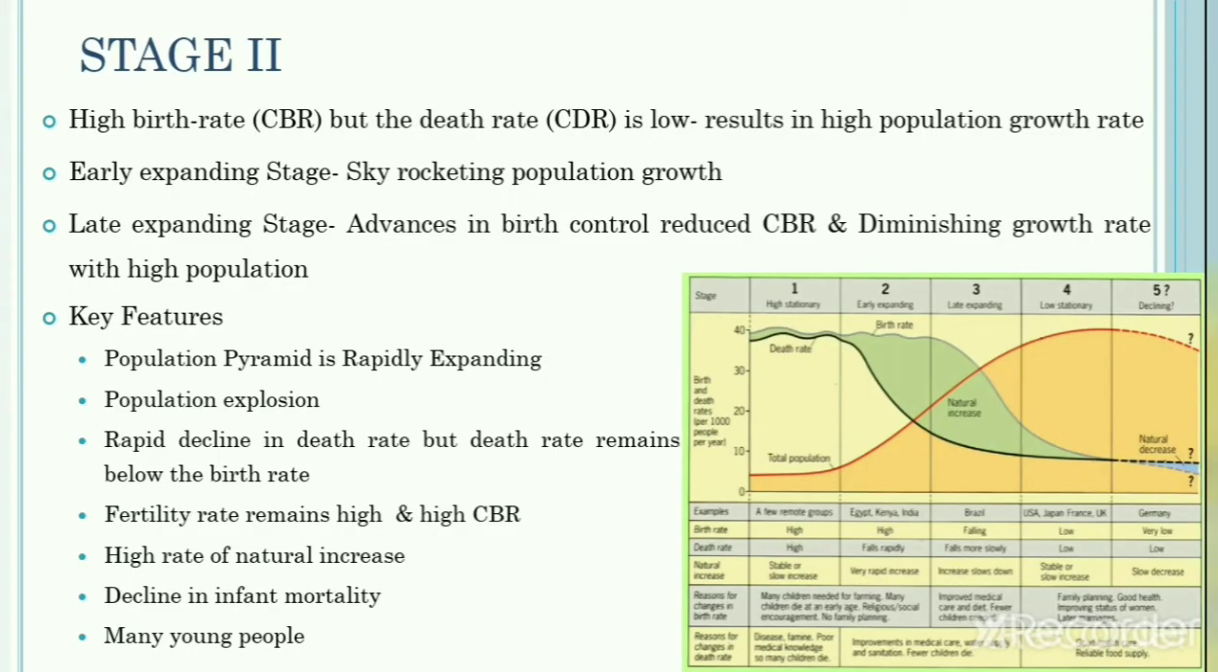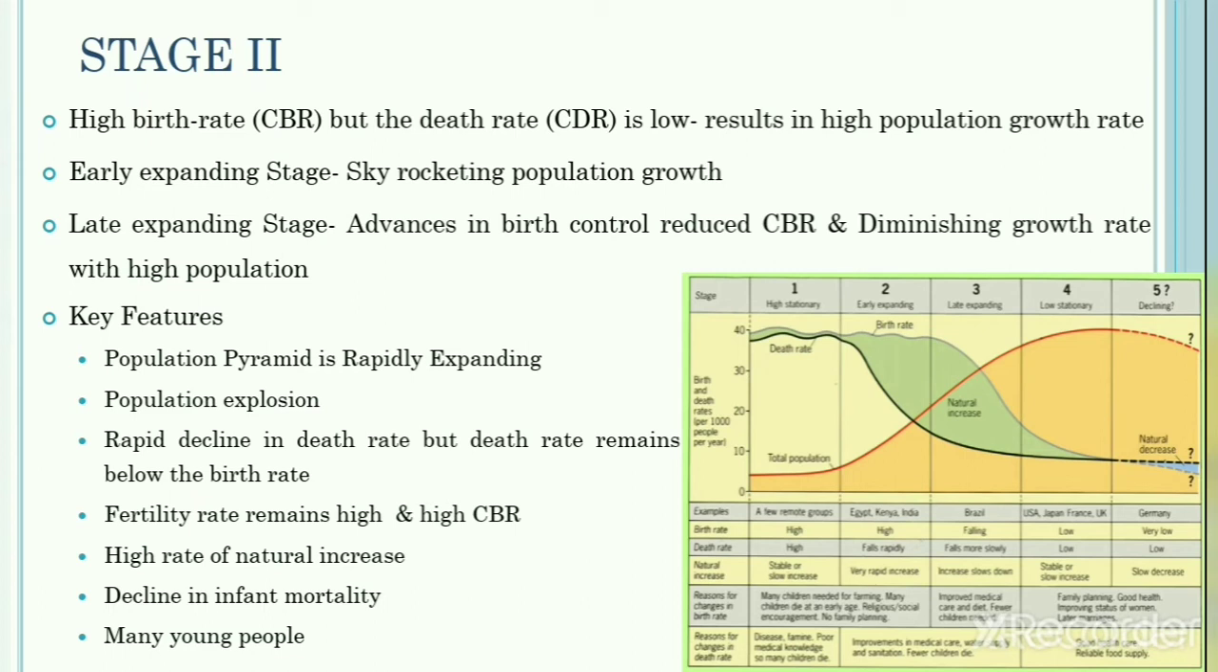Now let's look into stage 2. This is the stage of high birth rate and low death rate. In this stage, the birth rate was high, but the death rate was very low. The death rate dropped due to the improvement in sanitation and in the medical field, and it dropped to over 15 per thousand. Out of tradition and practice, the birth rate still remained high, over 30 per thousand.